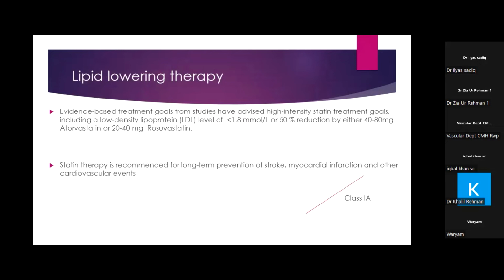Lipid lowering therapies. The evidence-based treatment goals from studies have advised high-intensity statin treatment goals, including a low-density lipoprotein level of less than 1.8 millimole per liter or 50% reduction, by either 40 to 80 mg atorvastatin or 20 to 40 mg rosuvastatin. Statin therapy is recommended for long-term prevention of stroke, myocardial infarction, and other cardiovascular events.